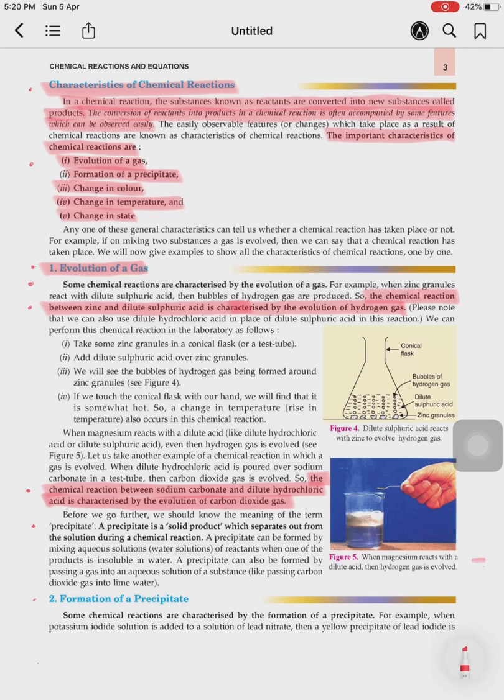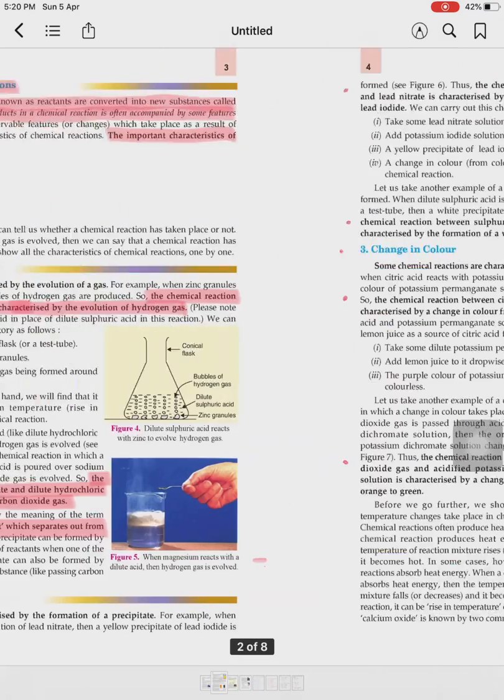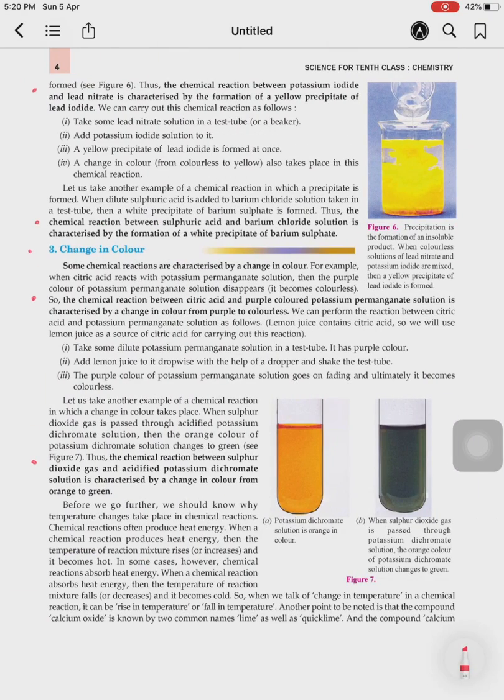Now before getting into the second characteristic of a chemical reaction, you need to understand what a precipitate is. A precipitate is a solid product which separates out from the solution during a chemical reaction. For example, the reaction between potassium iodide and lead nitrate is characterized by formation of a yellow precipitate of lead iodide.